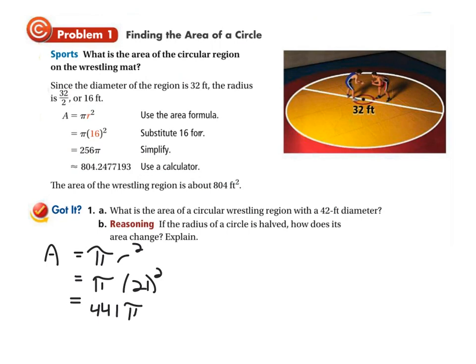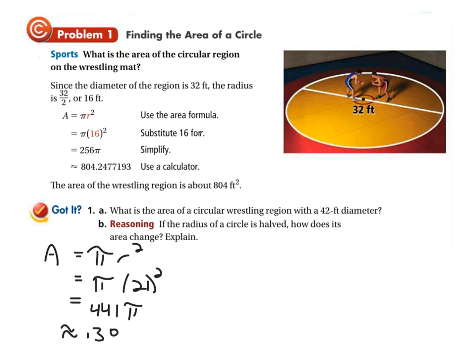Which if I type into my calculator, 441 times pi, pi is above all of your operations plus minus times divided by, and then there's a little up caret, they call it. Above that button, you'll see in blue the pi button. So you hit your second button and then you hit pi. And when you multiply them, you get approximately, you should get practiced at writing a wavy equals line when you don't have an exact answer, okay?